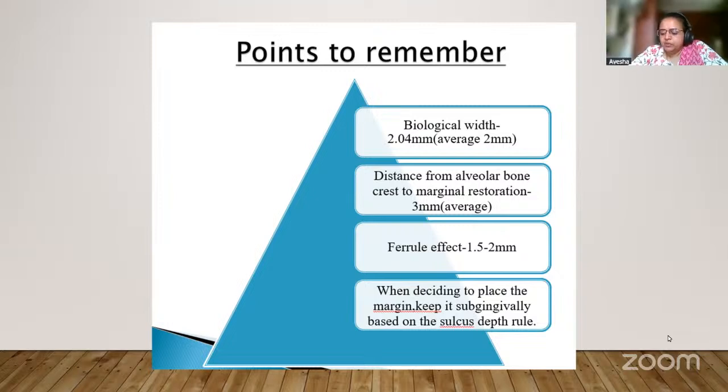And one more query I have is biological width crown lengthening around the implants. Is it possible? And if yes, what are the considerations? Crown lengthening around the implants, actually there is no gingival hyperplasia around the implant. There is only inflammatory hyperplasia. If at all inflammatory hyperplasia occurs, we have to go with the cauterization or with the laser.